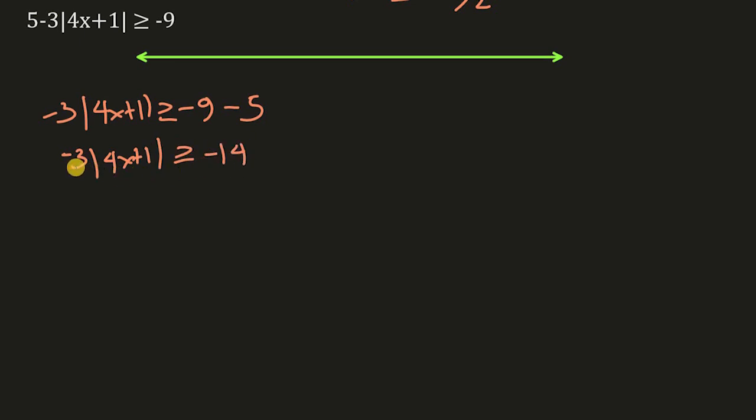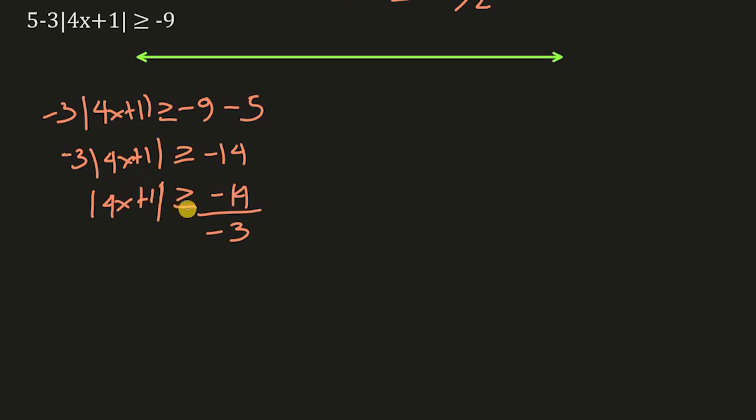Ngayon, guys, yung negative 3, itatranspose natin siya sa kabila, kaya pupunta siya sa denominator. Kaya maiwan dito is absolute value of 4x plus 1, tapos, absolute value is greater or equal to negative 14 over negative 3. Okay, guys? Napansin nyo ba? Napansin ko. Mali ulit tayo. May mali tayo.